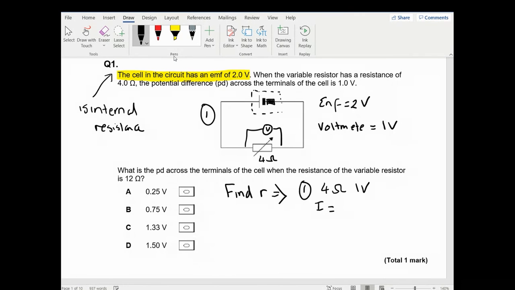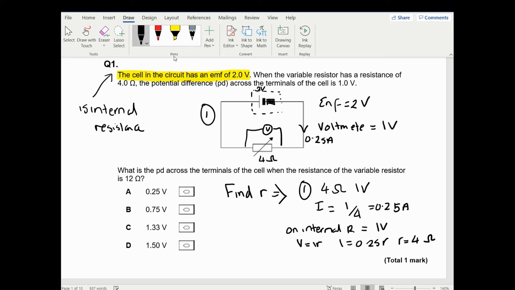So the current in that circuit is going to be 1 divided by 4, so that's 0.25 amps. So I know that in this circuit, there's 0.25 amps flowing. I know on the internal resistor there is 1 volt, because through Kirchhoff's law, this is 2 volts, and I've got 1 volt across here, so I must have lost 1 volt across this one here. So V equals I little r, so 1 equals 0.25 little r. So little r is also going to be 4 ohms. If I was to redraw the circuit for this section, I'd have a 4 ohm resistor here and a 12 ohm resistor here.